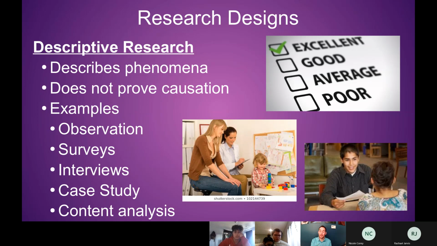Maybe you notice one time and you describe that they were only able to stack 2 blocks on top of each other, but this time they came in, they were able to stack 6 blocks on top of each other. That might suggest something about their cognitive abilities as well as their motor abilities. So with descriptive research, you're using observation. You can also be using surveys. You can be using interviews, case studies, or content analysis.